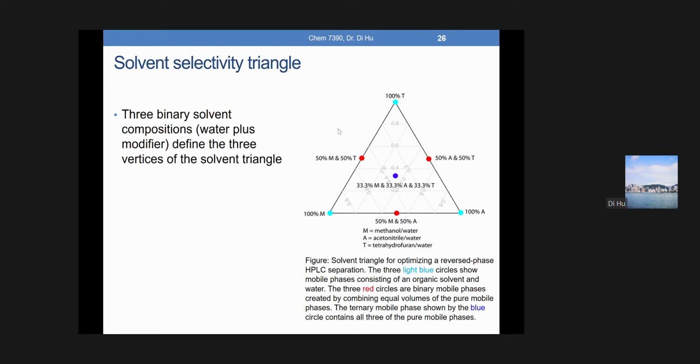So this is a triangle. Look at these 3 light blue circles. These 3 light blue circles are the 3 binary solvent compositions that define the vertices of the solvent triangle. So what is 100% T? T is actually a binary solvent, that means THF and water. And what is M? M is methanol and water.